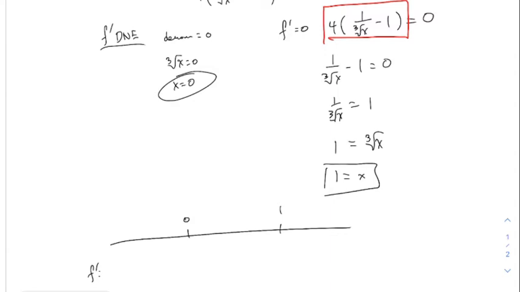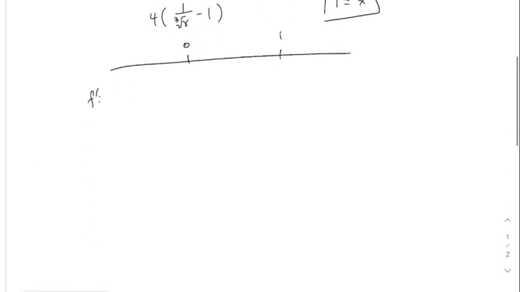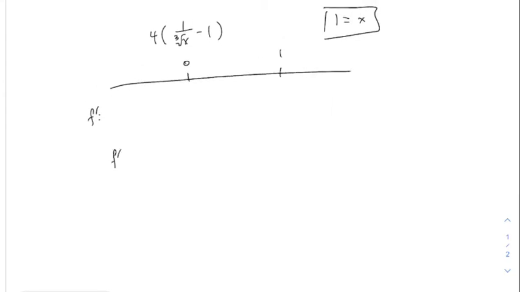All right. So let's plug some numbers. Here, I'll bring this down here so we can see it. We're going to plug into that. On the left side, say less than 0, I'll choose -1. So f prime of -1 is 4 times 1 over cube root of -1, minus 1. Cube root of -1 is -1, because -1 times itself 3 times equals -1. So this is just 1 over -1 and then -1. That's 4 times -2 there. -8, which is negative, so I'll put a minus sign there.